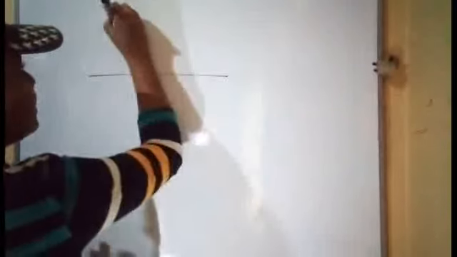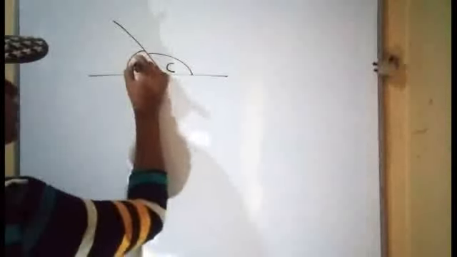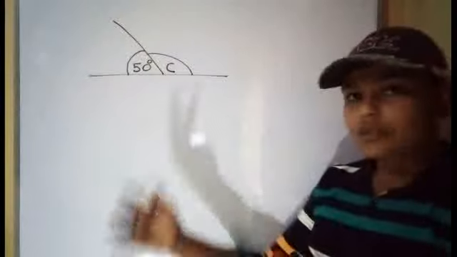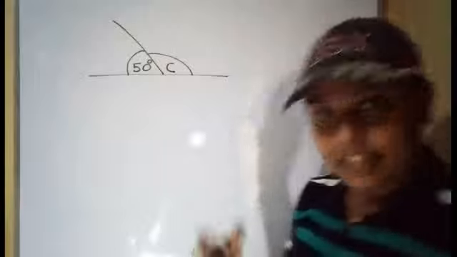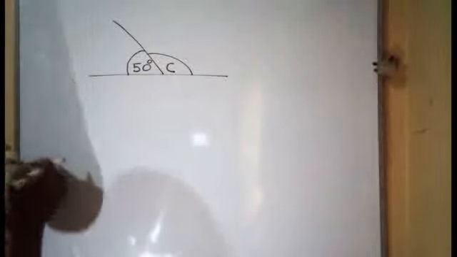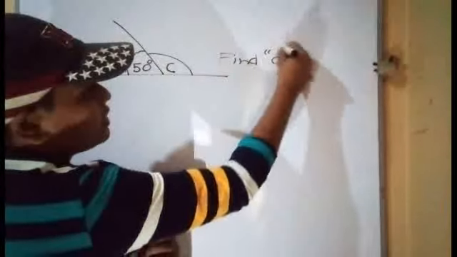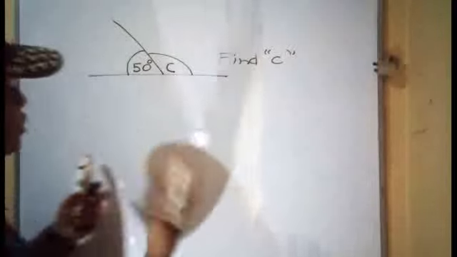Okay, now you have a figure like this with two pairs of angles, and this is C, and this is 50 degrees. You want to firstly go into the easy ones and then come to the hardest one, and you will get the exam calculations, exam questions, very easy. So now find C. It's very easy, you know.